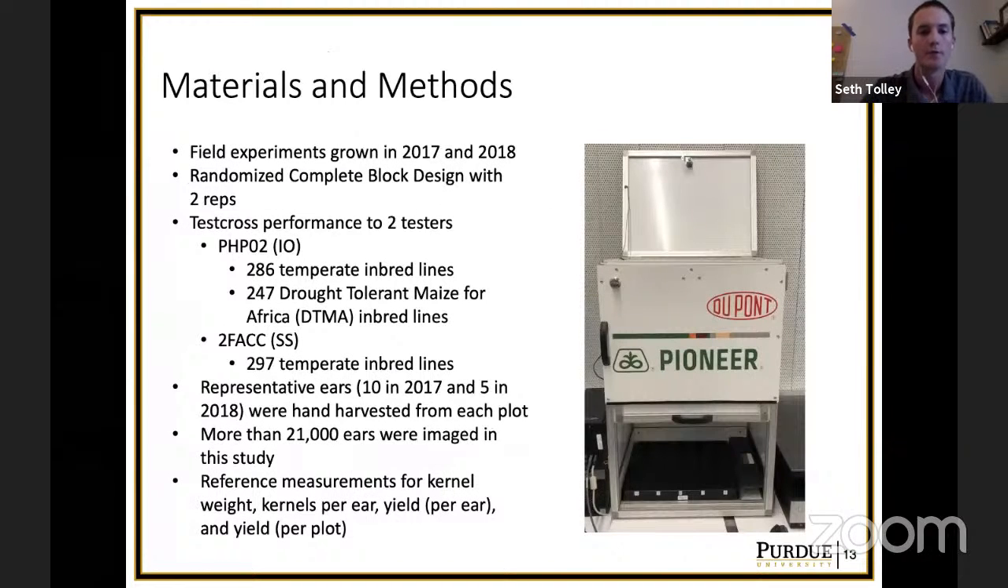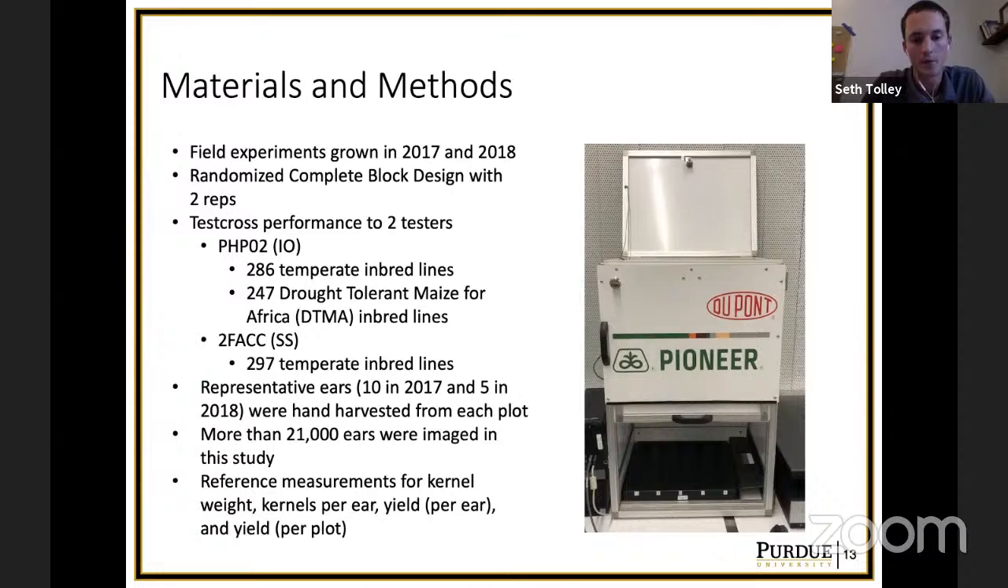This experiment was performed in 2017 and 2018 in a randomized complete block design with 2 reps. We looked at the testcross performance of 286 temperate inbred lines, which were both founding public lines and also ex-PVPs. We also looked at 247 Drought Tolerant Maize for Africa, which we call DTMA, inbred lines from CIMMYT, in testcross performance to PHP02, which is an iodent line. We also looked at the testcross performance of 297 temperate inbred lines to 2FACC, which is a stiff stalk line.